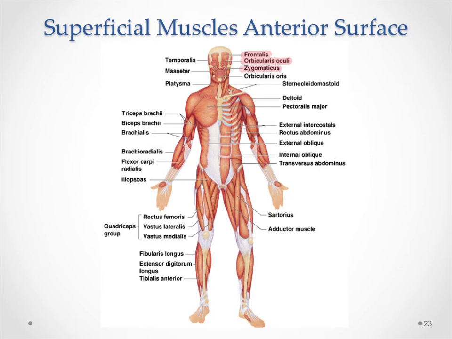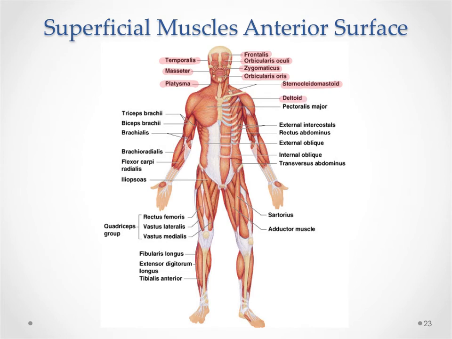Zygomaticus, you remember the zygomatic bone on the cheekbones. Orbicularis oris, oris for oral, so around your mouth. Temporalis, again, by the temple. The masseter muscle, mastication is the process of chewing your food, so the masseter is on the sides of the face, which helps to move that mandible in chewing. Platysma is another one. Sternocleidomastoid. Sterno, there's that prefix, so that muscle is actually going to be attached to part of the sternum.